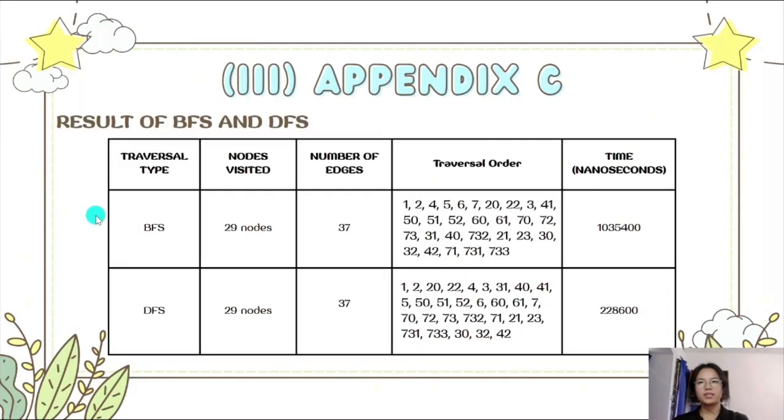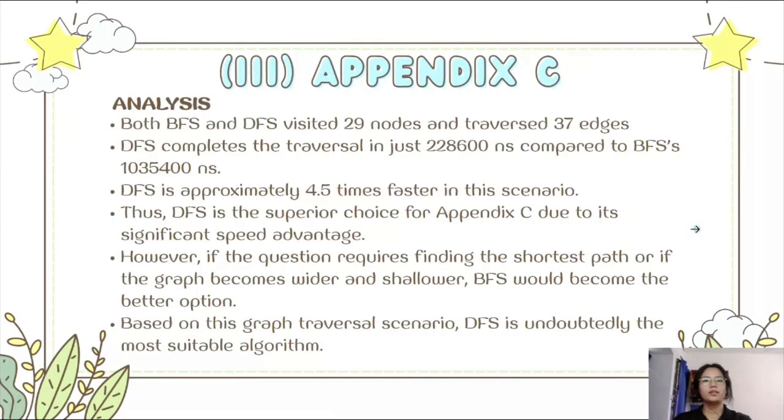We can see that BFS and DFS visit the same number of nodes and edges: 29 nodes and 37 edges. The next column is the traversal order for BFS and DFS, and the last column is the execution time in nanoseconds. We can see that the execution time for DFS is less than the execution time for BFS. In this case, DFS is about 4.5 times faster. Therefore, we can conclude that DFS is a better choice than BFS for Appendix C.